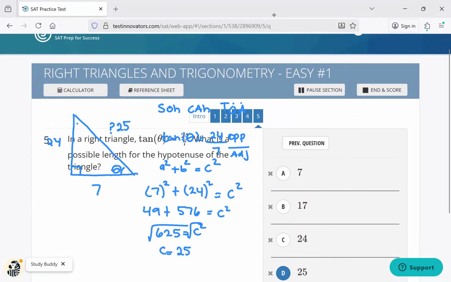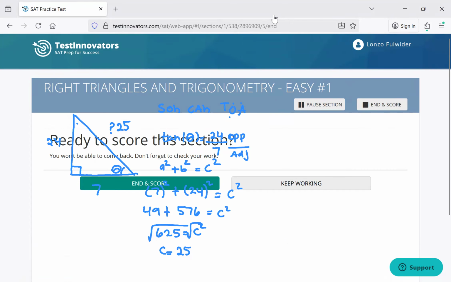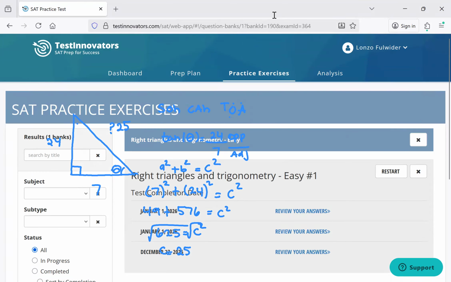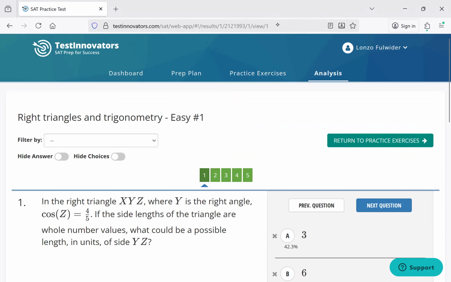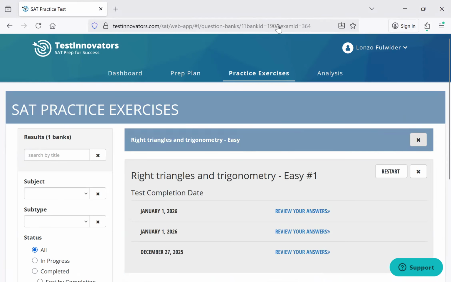Okay, let's end and score. I think we got everything right. Let me double check. Yep, we got everything right. There's another part of this for the easy one, so let's continue with that one.